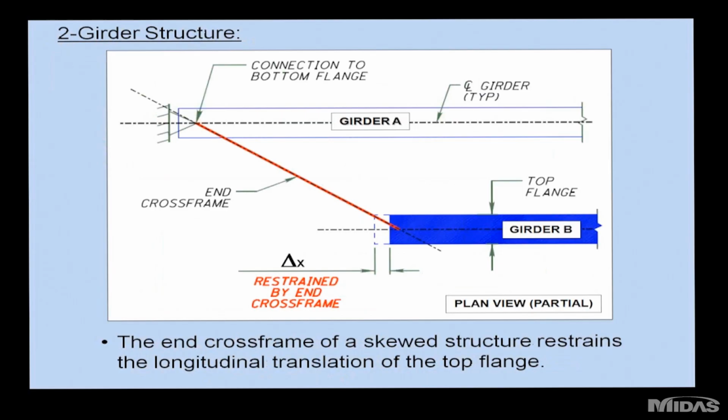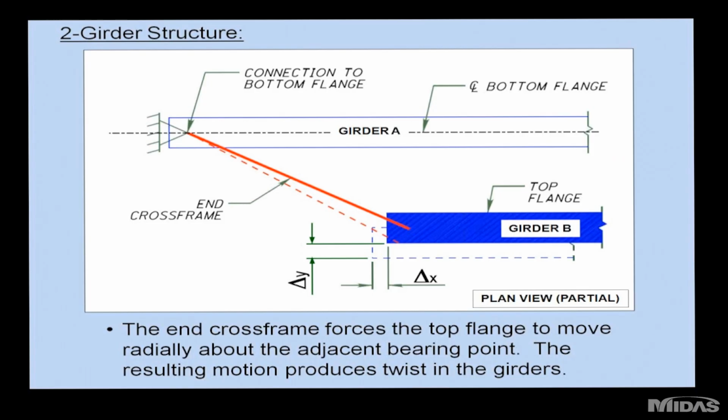Here's a plan view showing what happens as the top flange tries to deflect longitudinally relative to the bottom flange. The bottom flange of girder A is restrained at the fixed bearing, so it can't move. And the top flange of B must move longitudinally as the girder decambers. But since this girder is restrained, it can't move straight as shown here. It has to move radially about the bearing point of girder A. So it gets pulled over as it moves forward.